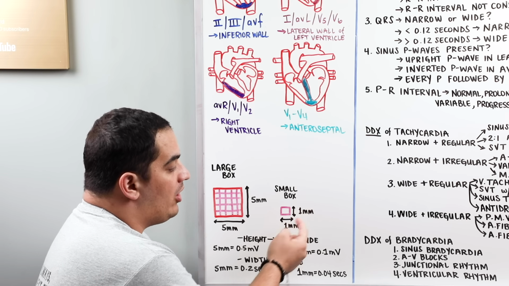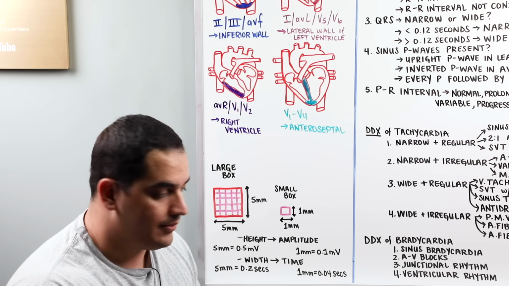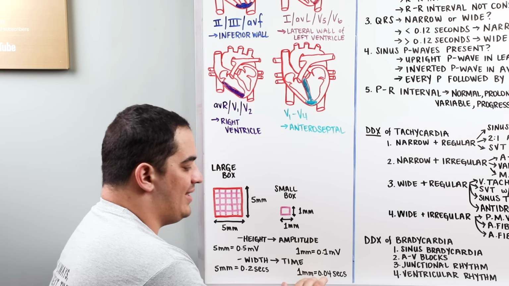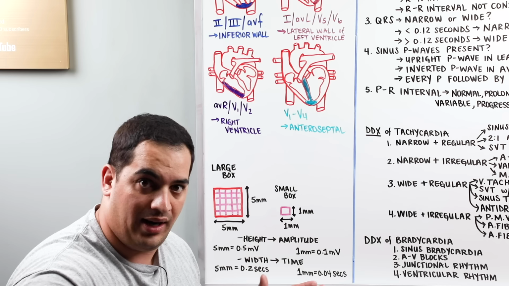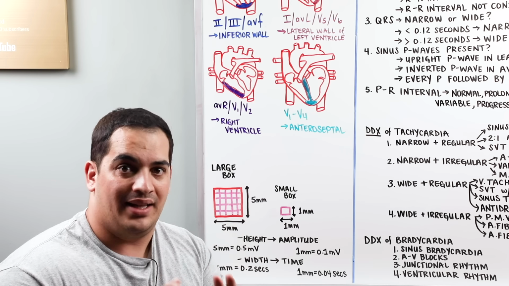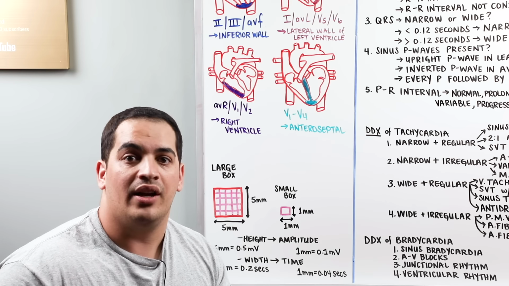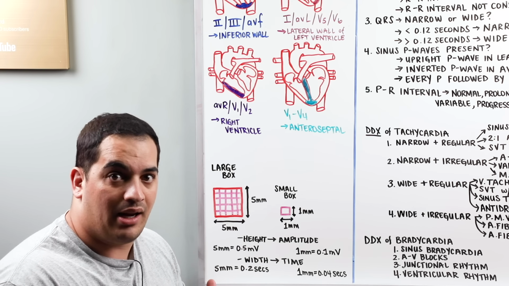So 1 millimeter of height tells us that this is equivalent to 0.1 millivolts, all right? And more importantly, 1 millimeter in width is indicative of 0.04 seconds of time that has occurred within the electrical activity of the heart. These are the basic things that we need to know to be able to effectively and efficiently read a 12-lead EKG systematically. Now let's go ahead and talk about the next part of our systematic approach, which is the rate and rhythm.